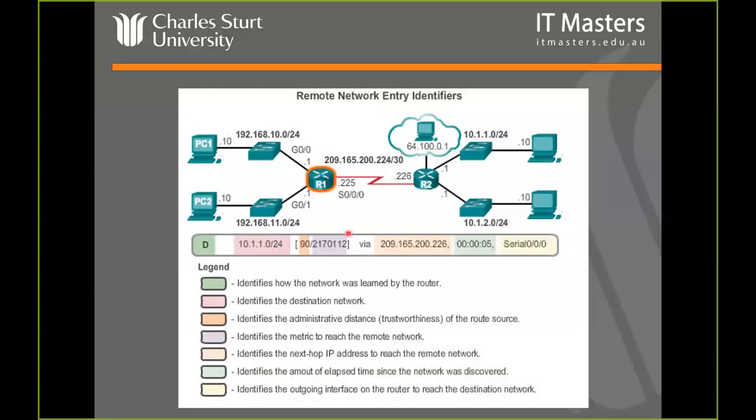So, network remote entries. Okay, there we go. That's basically explaining what I've just said: how the route was learnt, destination network, administrative distance, metric, next hop. That one's the amount of time since the network was last discovered, and this is the outgoing interface, which should always match up with the next hop. So for instance, if the next hop is not available at that interface, there's something seriously wrong.